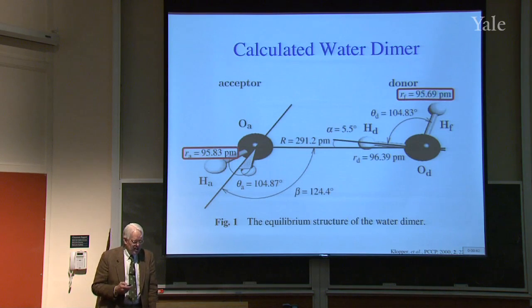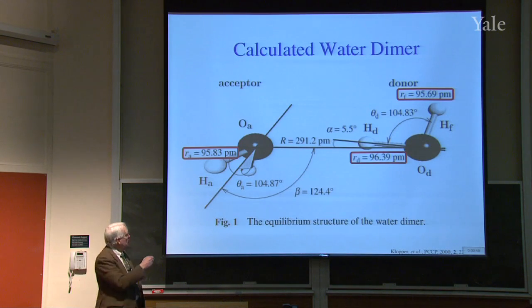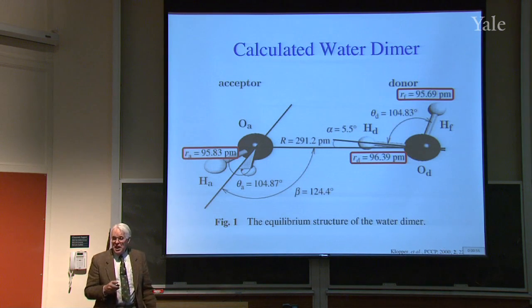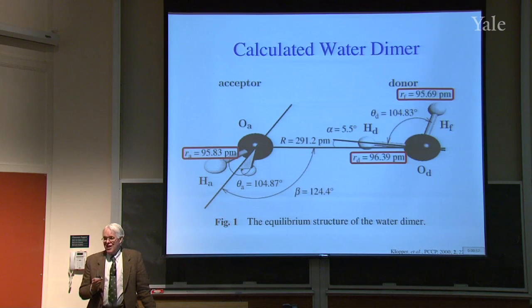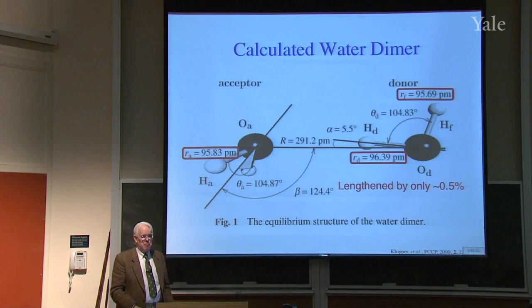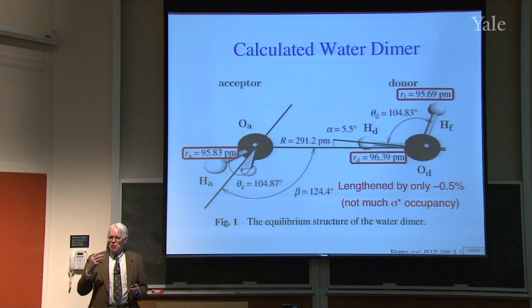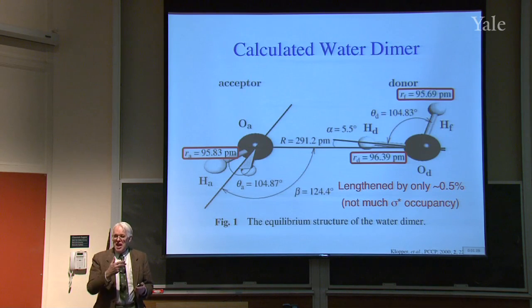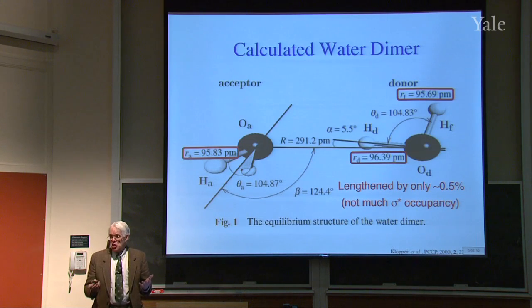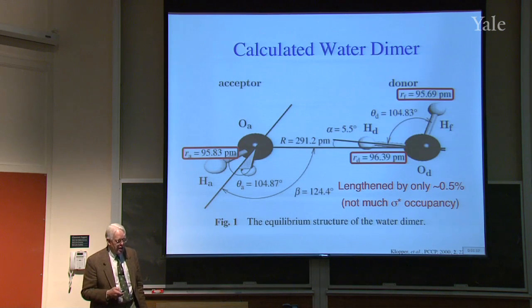But let's look at the bond distances. There's 95 picometers, that's 0.95 angstroms, right? And same over here on the left, but the bridging one is 96.39, 0.96. Well, it's longer, but it's not much longer, right? So it's lengthened by only 0.5%. Okay? So there's not much electron pair from one oxygen donating into sigma star of the other one. That's what you would expect for a bond, right? It hasn't lengthened the bond to the hydrogen.